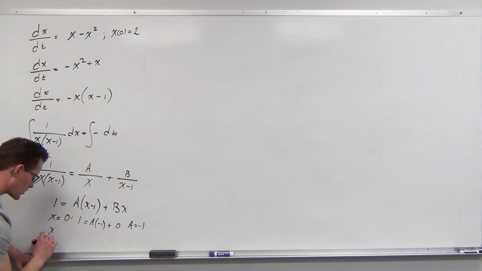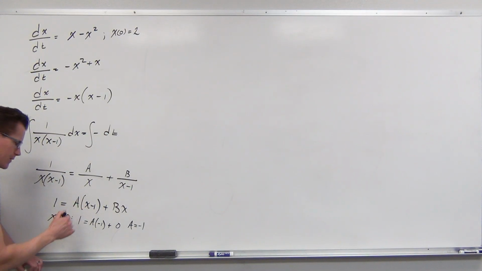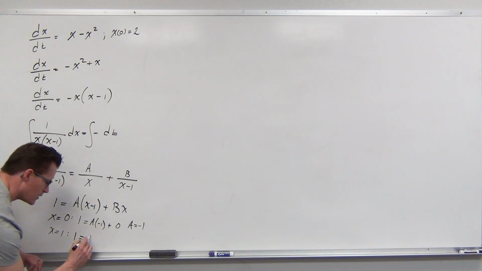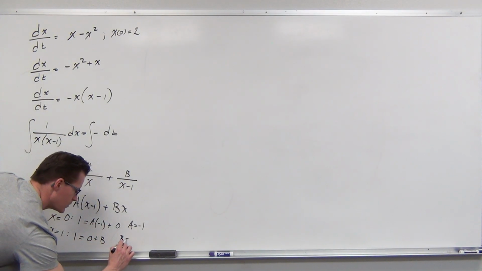Now, what if x were 1? Well, if x were 1, then this would still be 1. This whole term would be 0. And this would be just B. And B would equal 1.